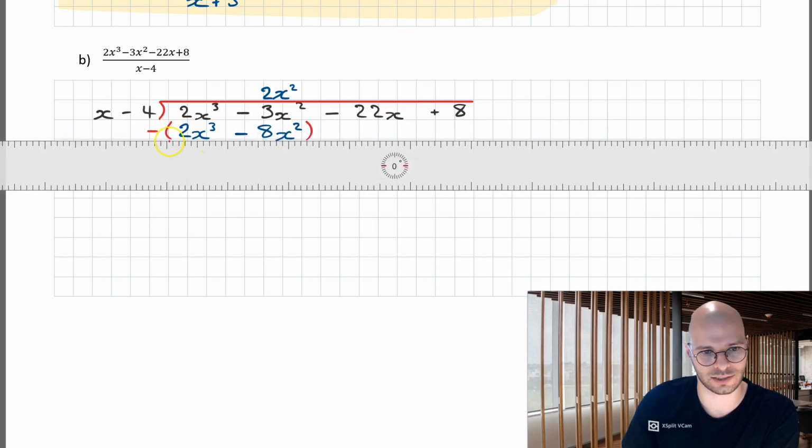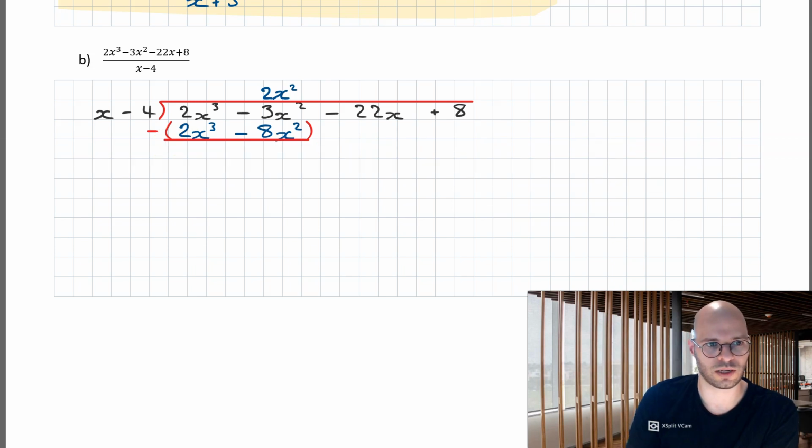And this is where it's slightly different. In the previous example, we only had to deal with positives. Now we're dealing with the subtraction of negatives, like over here. First term will be fine. 2x cubed minus 2x cubed is 0x cubed.